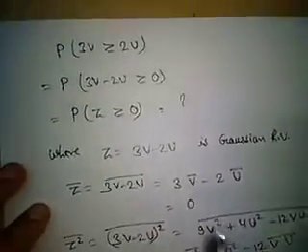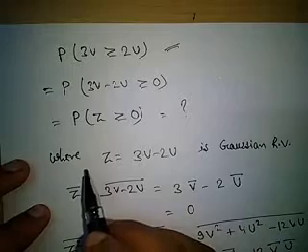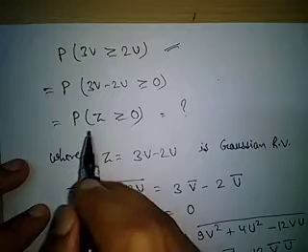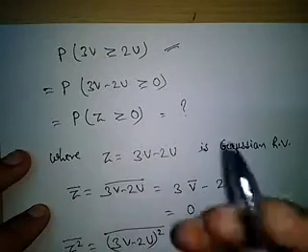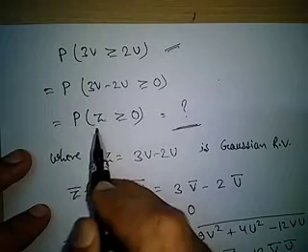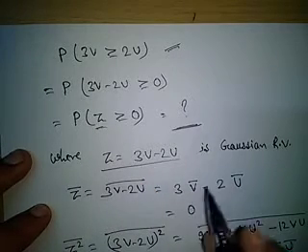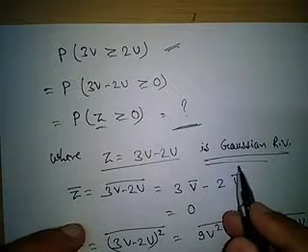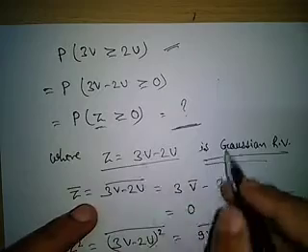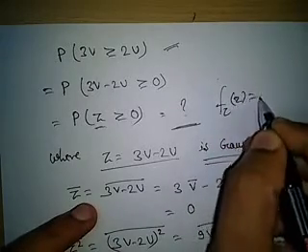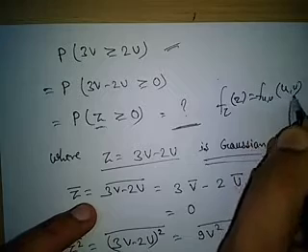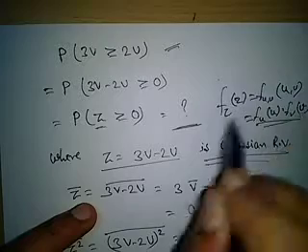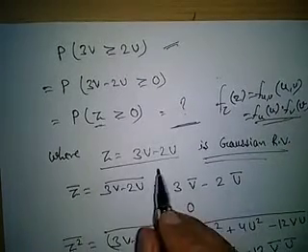So we have to determine the probability of 3V greater than or equal to 2U. We can write it as the probability of 3V minus 2U greater than or equal to 0, or further we can write the probability of Z greater than or equal to 0. This is the given question. And what is Z? Z is nothing but 3V minus 2U. It is a Gaussian random variable, we can say, and its PDF is built from the joint PDF we just derived, f_U(u) into f_V(v), which is Gaussian. So Z equals 3V minus 2U.